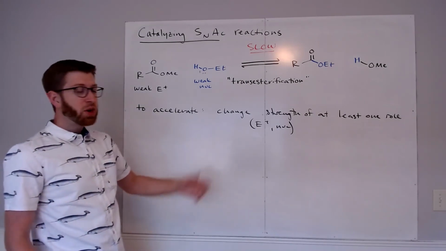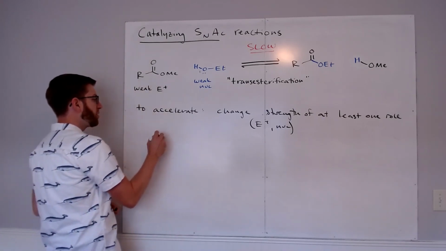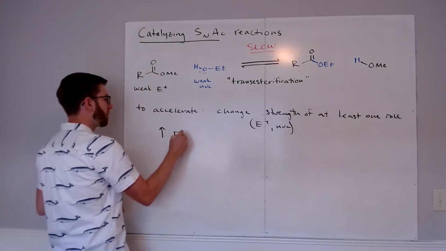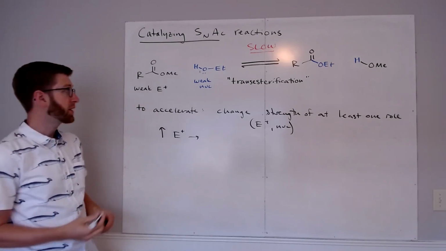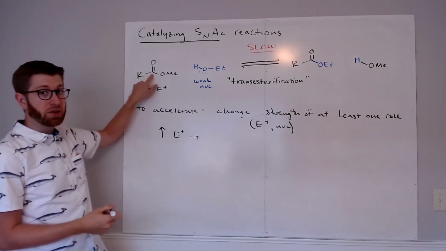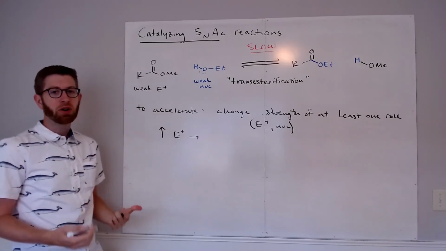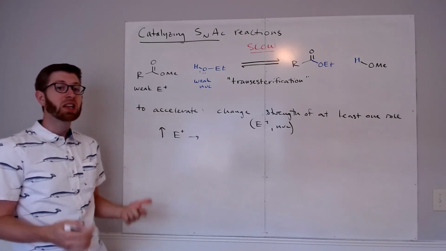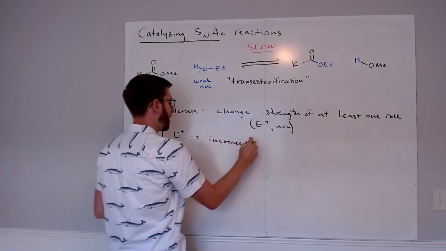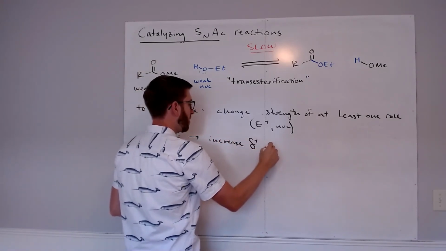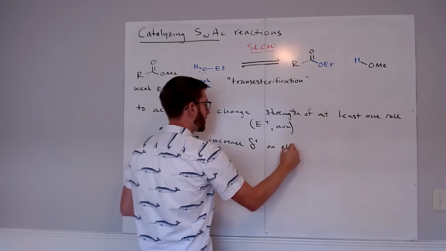Now, there's a variety of ways we can do this. If we want to increase electrophilicity, what we know is that we need to make whatever center that we're treating as our electrophilic site, so in this example it would be the carbonyl carbon, more partially positively charged. We need to destabilize that positive charge. So increase the partial positive on our electrophilic center.